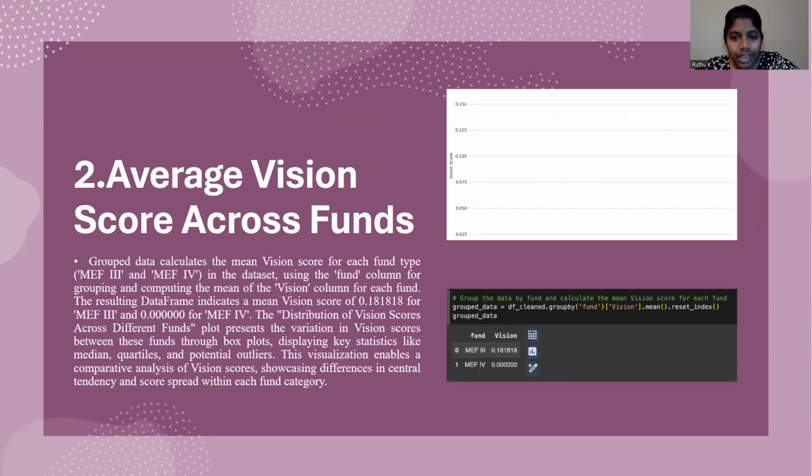This slide shows the average vision score for different fund types, MEF3 and MEF4, indicating a score of 0.1818 for MEF3 and 0.0000 for MEF4 to compare their performance. Next slide, please.